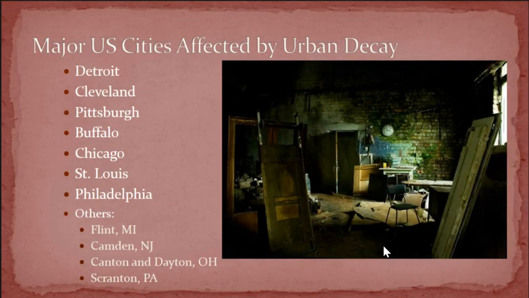And it's really major cities that have been affected by urban decay in areas that are industrial. So the big major U.S. cities affected by urban decay are Detroit, Cleveland, Pittsburgh, Buffalo, Chicago, St. Louis, Philadelphia, and then some others that have been devastated, right, by various changes in the economy, governmental policies, local governmental policies or state governmental policies, are Flint, Michigan, which just recently had that big water issue, Camden, New Jersey, Canton and Dayton, Ohio, and Scranton, Pennsylvania.